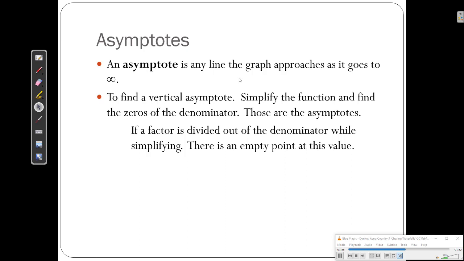Vertical asymptotes are the easiest to find. If you'll note, our vertical asymptote just occurred where our 1 over x was undefined. That's basically the idea. There's one refinement: you do need to simplify the function first. So if it reduces, you need to do that before you start pulling off the zeros of the denominator. After you reduce the function, whatever zeros of the denominator are left, those are the asymptotes. Any ones that might have reduced away are still important, but those are empty points. We'll plot them, but they won't be asymptotes.